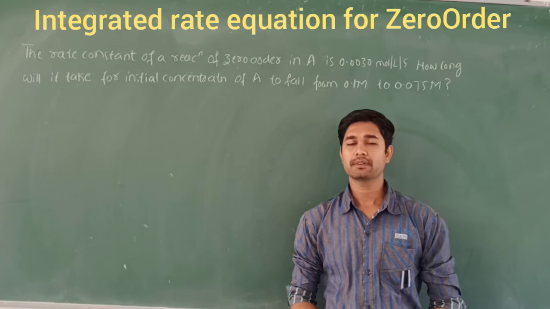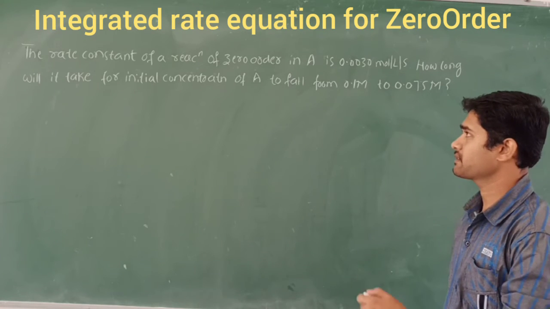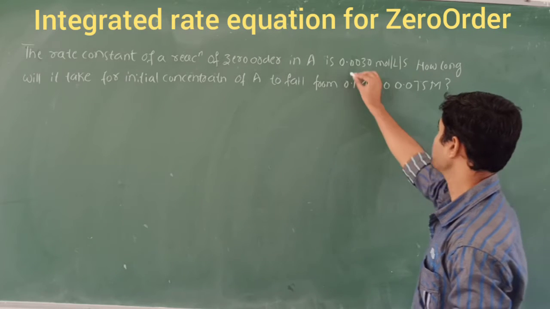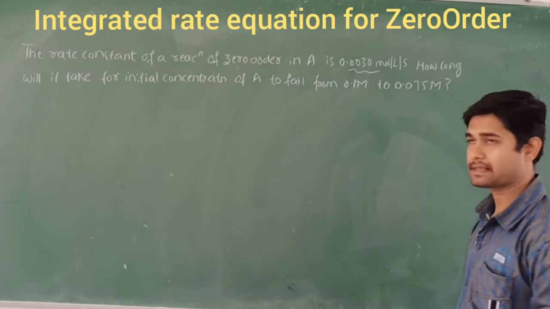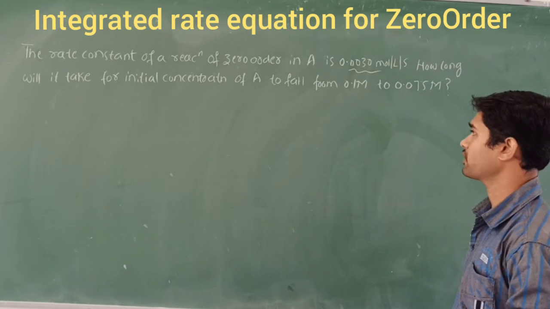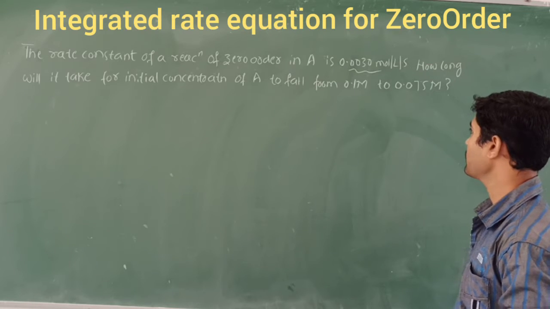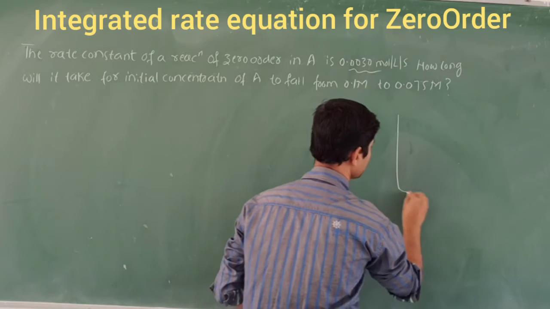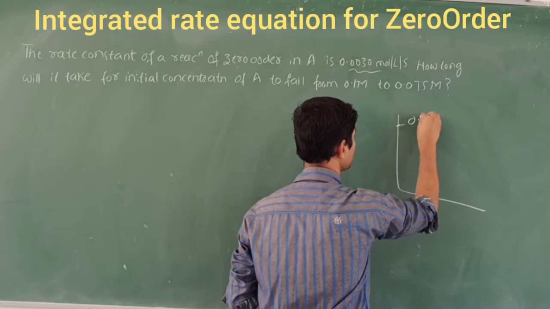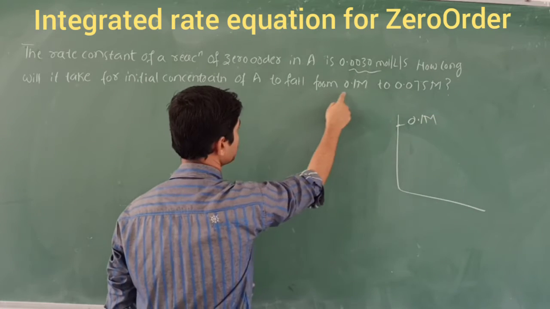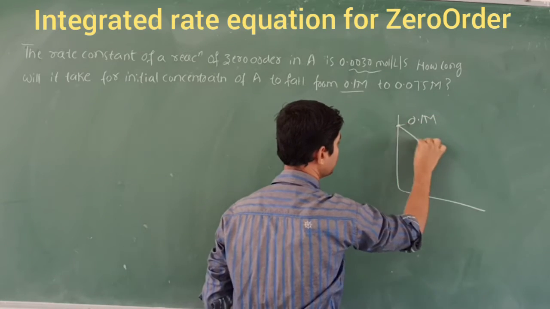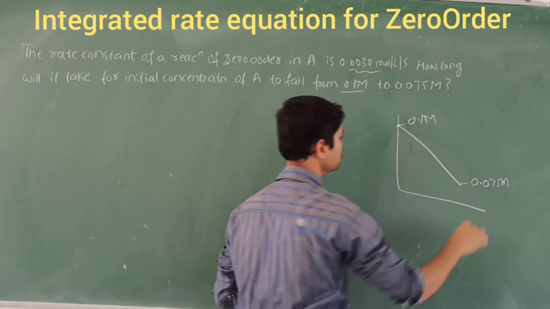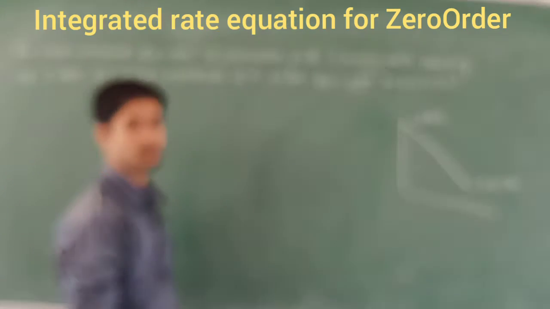Let's solve a simple problem on the zeroth order reaction. The rate constant of a zero order reaction is given as 0.0030 mole per liter per second. How long will it take for the concentration of A to fall from 0.1 M to 0.075 M? The initial concentration was 0.1 M. How much time will it take to fall from 0.1 to 0.075 M? That is what we have to find.